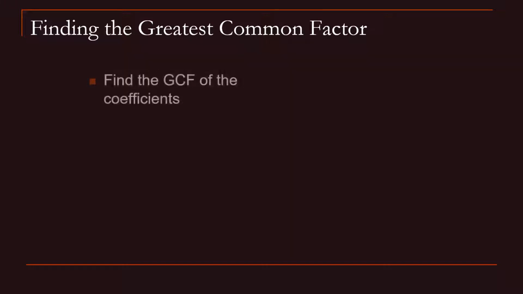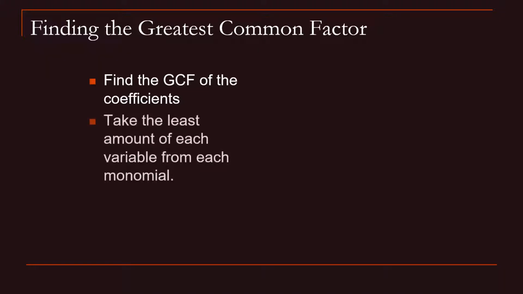Finding the greatest common factor is important when we're talking about factoring. To find the greatest common factor of any type of monomials, you need to find the greatest common factor of the coefficients first. Then take the least amount of each variable from each monomial. This will make more sense when the example comes. Finally, take all of your GCFs and squish them together.